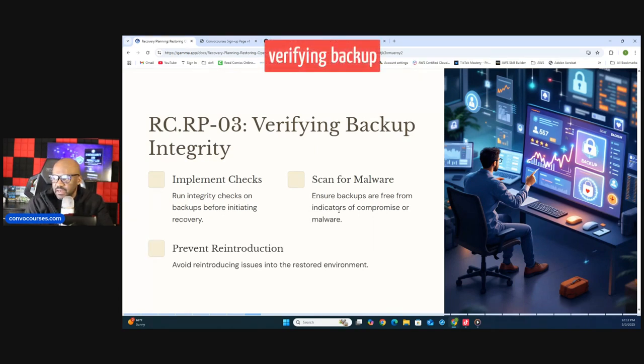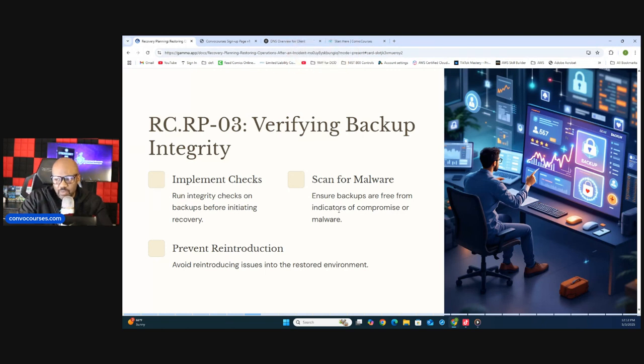RCRP3, verifying backup integrity. Backups are super important to recovery, obviously, but it's equally important to verify that the backups work properly. To restore the backups is one thing, to back up the systems, but it's a whole other thing to make sure that they're there when you come up. Number one, they come up, and number two, they're not already compromised. So how would you do this? RCRP3 is addressing that.